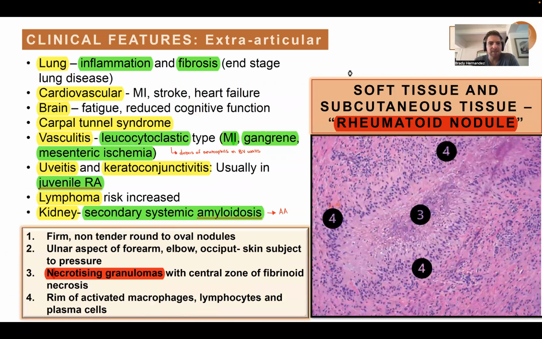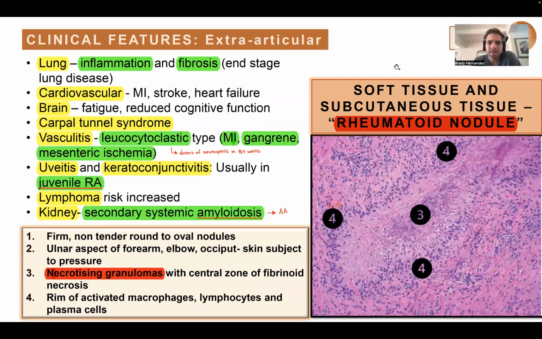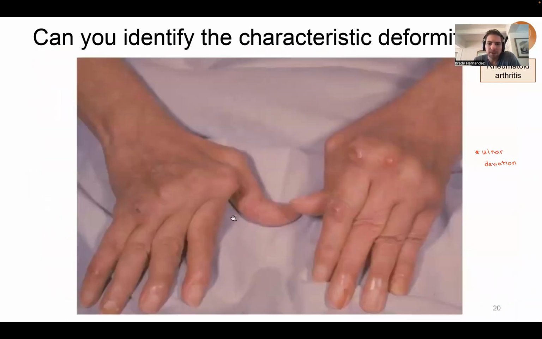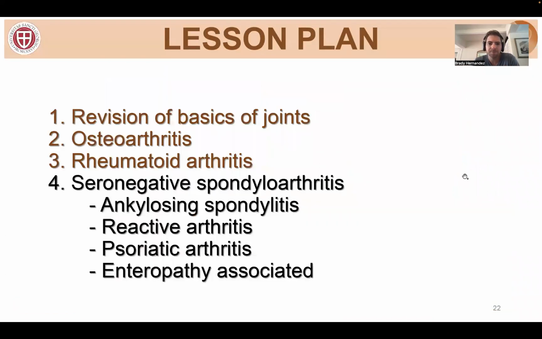Morning stiffness, that's a big one. One hour, then it gets better. That means it was inflamed, and then as you worked it out, kind of stretched it, it got a little bit better. Ulnar deviation of the hands, that's characteristic of it as well. So here's a good differential. Weight-bearing joints, look at this narrowing of the joint space. Rheumatoid arthritis, you see this pannus formation. So you can appreciate that there's inflammation going on there.